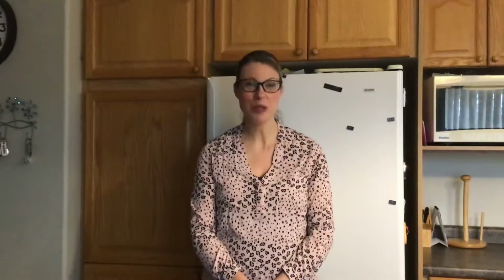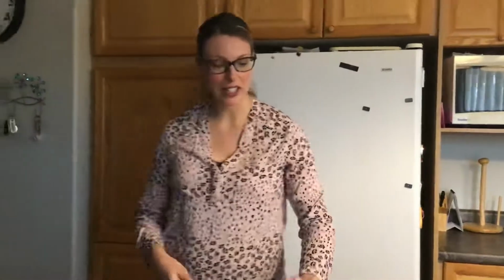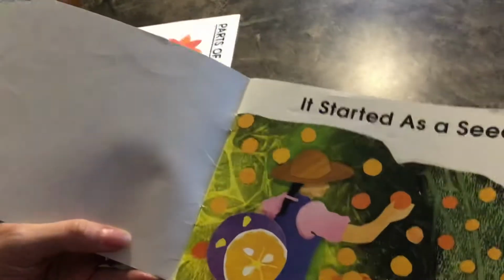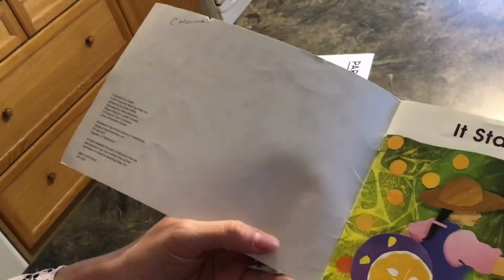We are going to learn a little bit more about plants. Last week we learned about what a plant needs to grow, and today we're going to learn about parts of a plant. But first I want to read you a story about how it started as a seed. And this is written by Dr. Eldon Kelly, and it's published by the Creative Teaching Press.